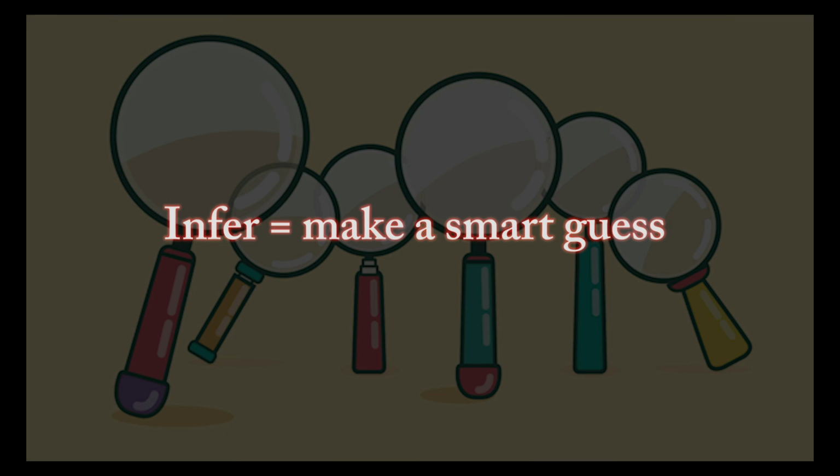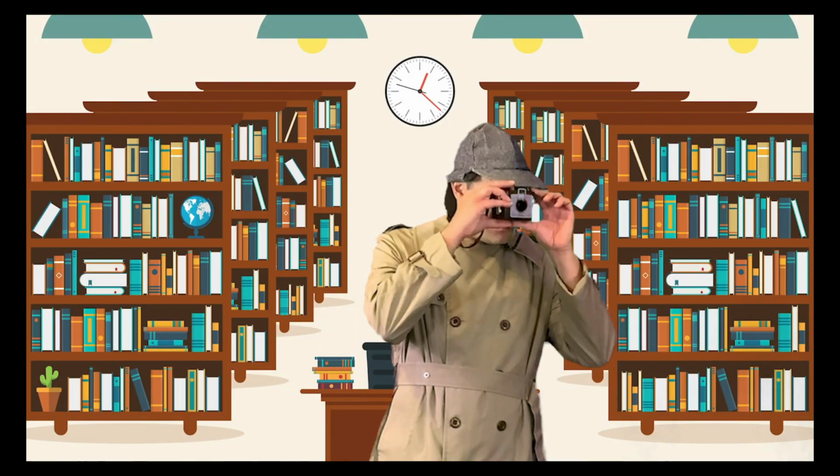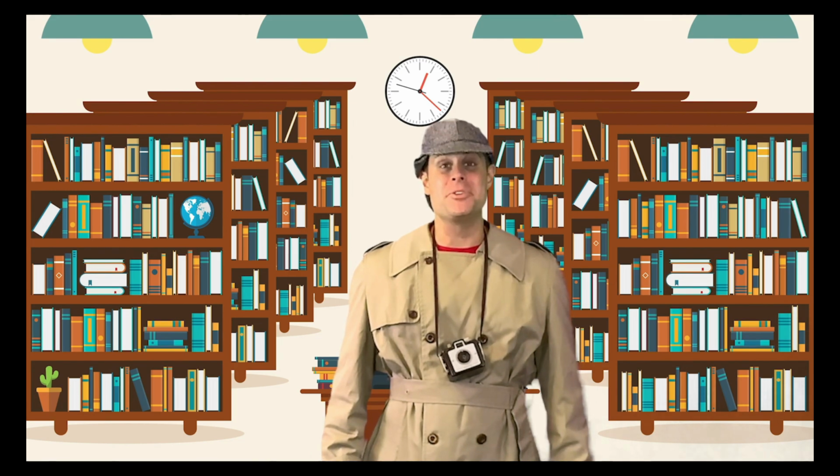To infer is to make a smart guess as a reader, and it's also a strategy to use when you don't know what the word means. Making an inference means making your best guess. And in this case, I was right. Exhausted is another way of saying very tired. Making inferences is a great strategy to use as a reader, but it's also a very valuable thing to do in everyday life as well.